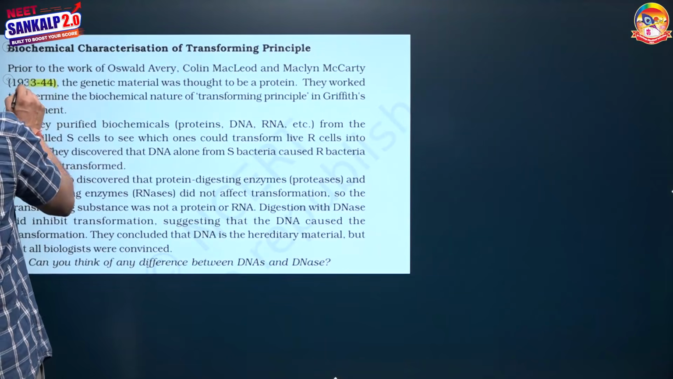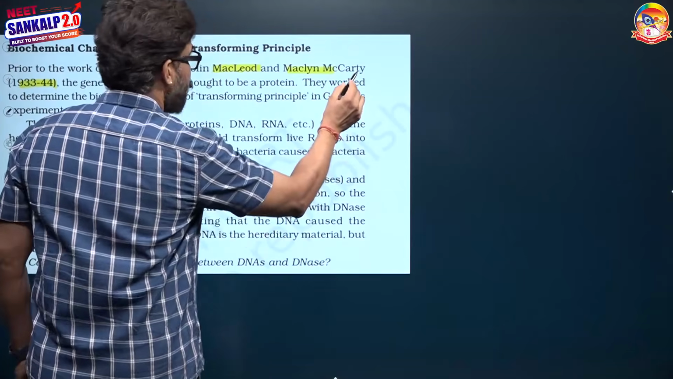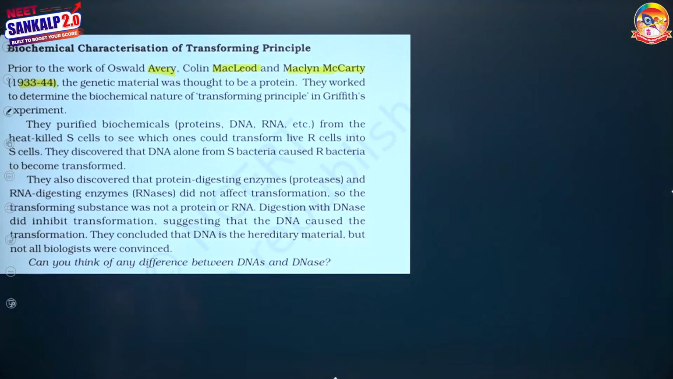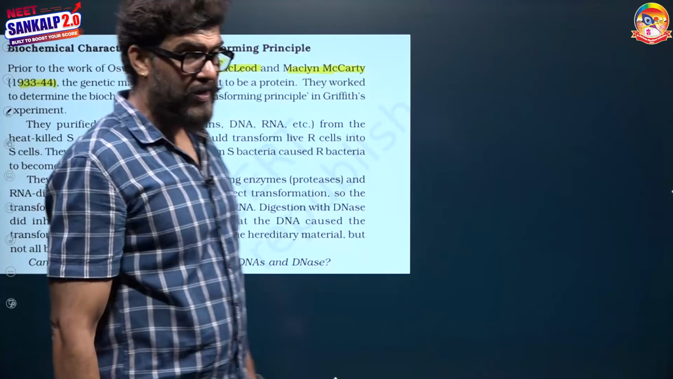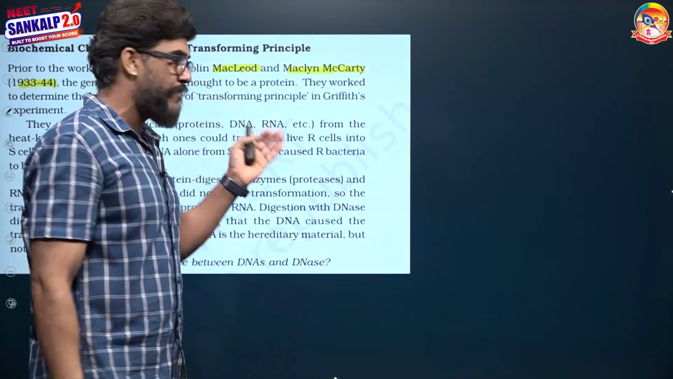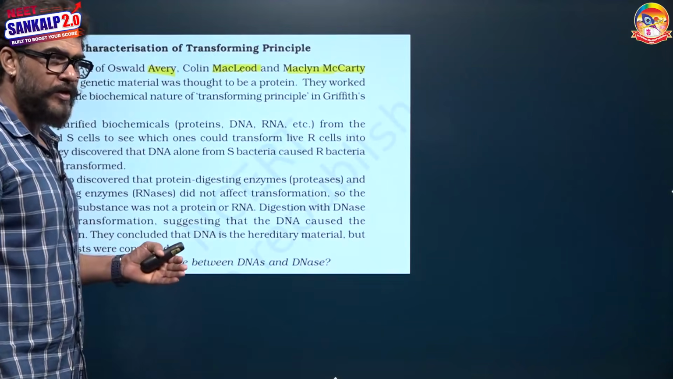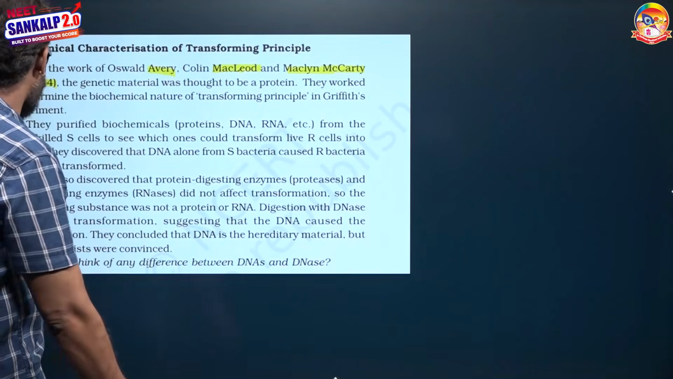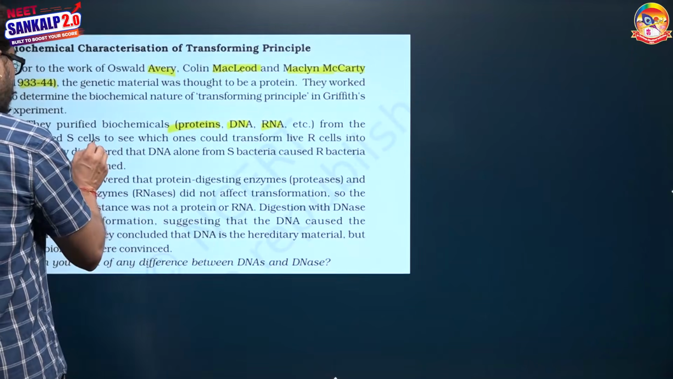Then from 1933 to 1944, three scientists, Avery, MacLeod and McCarty, did experiments on the material obtained from the heat-killed S strain. Earlier it was assumed that the genetic material was protein, but after the work of Avery, MacLeod and McCarty, it became clear that the genetic material is not a protein, instead it is DNA. What did they do? They purified biochemicals, proteins, DNA, RNA, etc., from the heat-killed S cells.